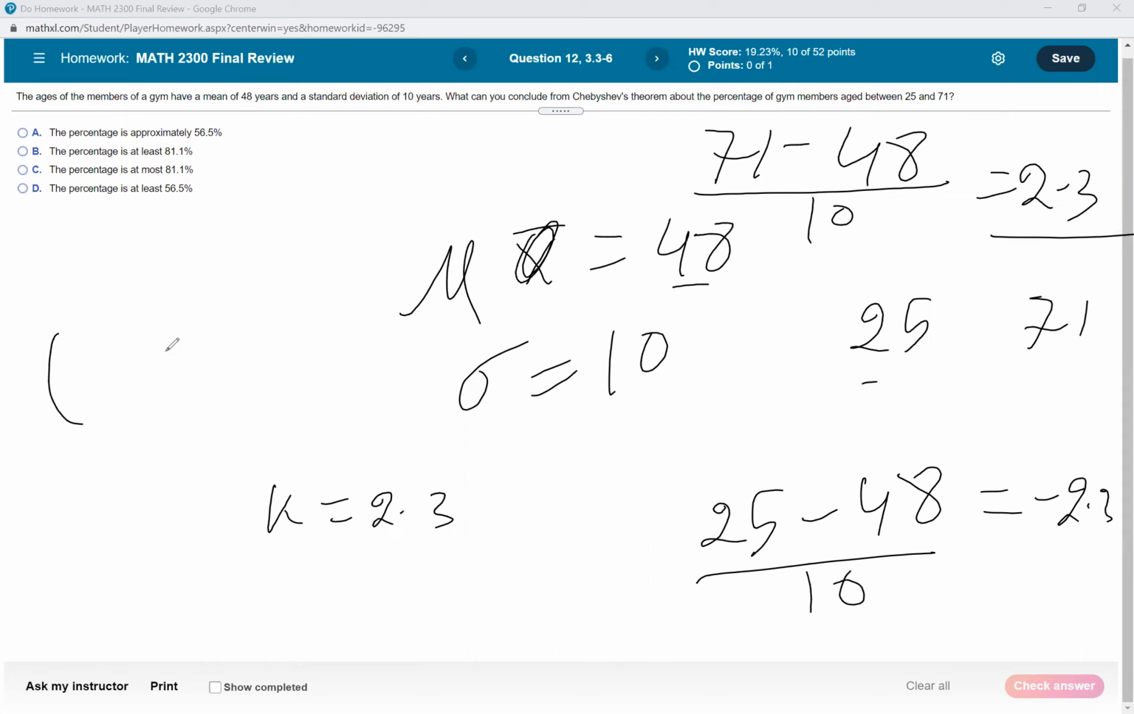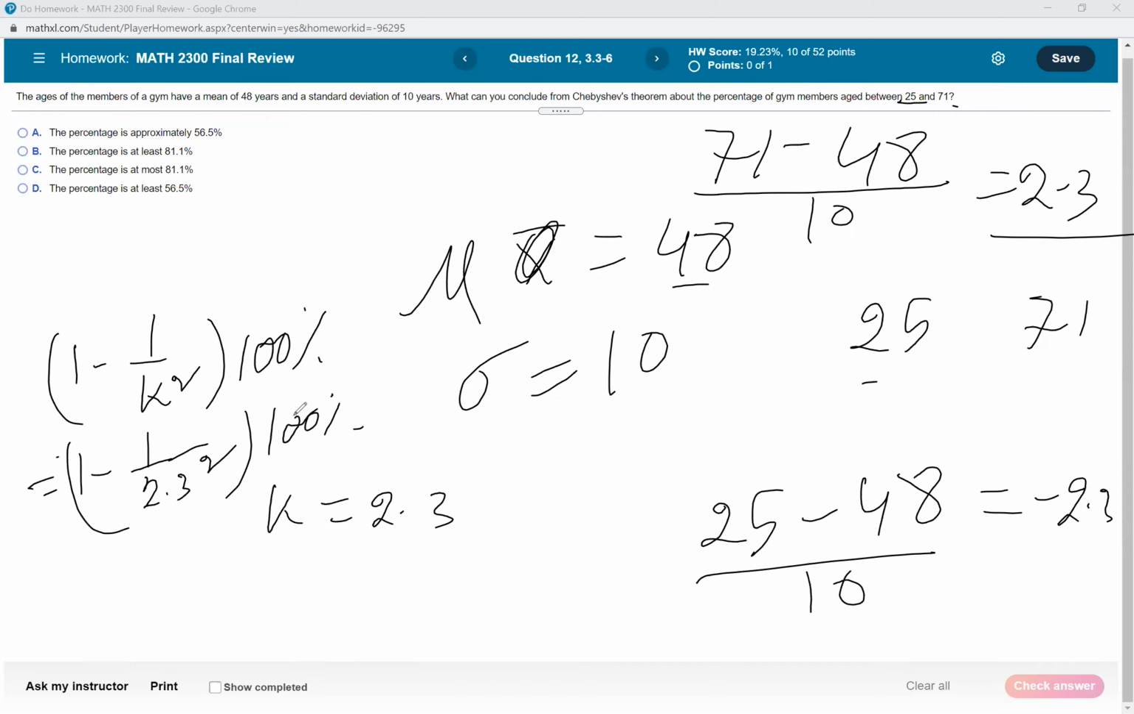Chebyshev's theorem says that 1 minus 1 over k squared, times 100%, of the observations will be between, at least this percent of observations will be between these two numbers, 25 and 71. So that means 1 minus 1 over 2.3 squared, times 100%. So this is 81.1%.